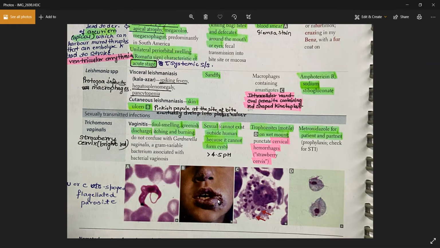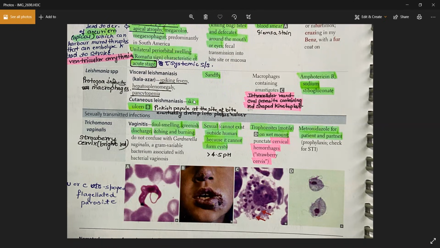So whenever you encounter a patient having a history of travel to Africa or any other region, a traveling history is a must, very important, and then he's having these ulcers over the skin, and on the scraping of this ulcer you're having this rod-shaped kinetoplast and this oval parasite, that means they're referring to cutaneous leishmaniasis. You can easily diagnose it.